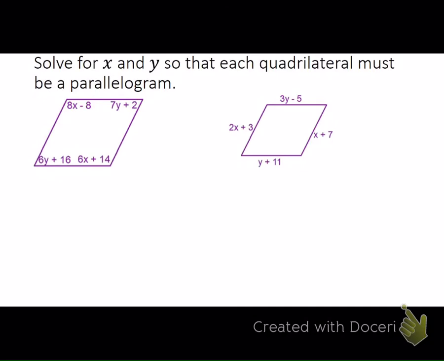Solve for x and y so that each quadrilateral must be a parallelogram. So for this quadrilateral to be a parallelogram, what do we know about our opposite angles? They need to be congruent. So we need to set them equal to each other to find x and y. If it's going to be a parallelogram, opposite angles must be congruent.